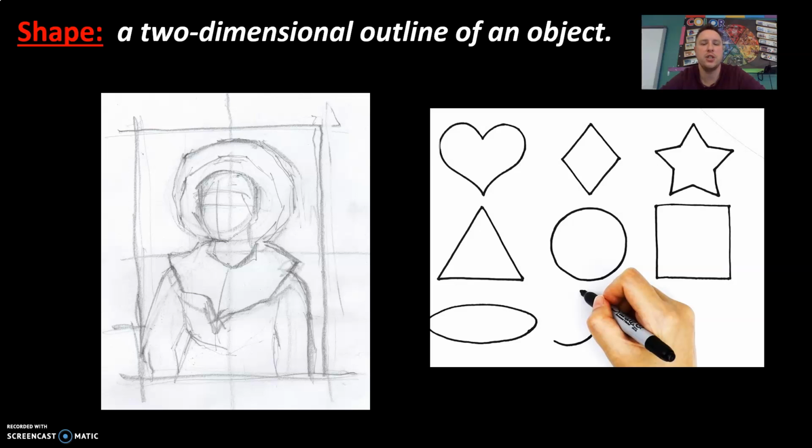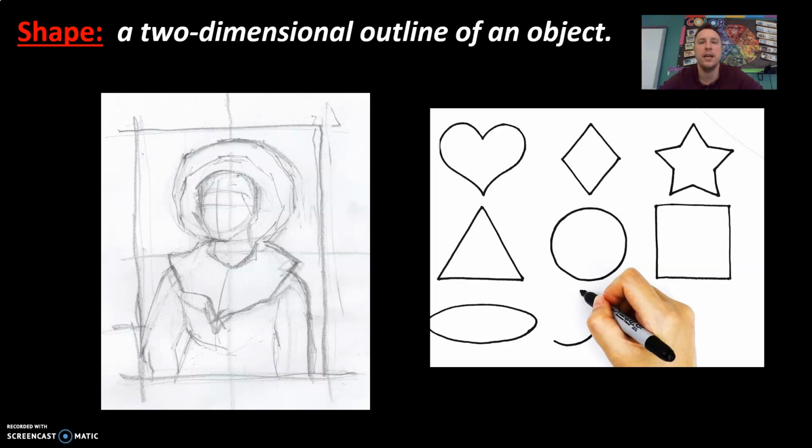And the reason why shape is important in this project, and why shape is important in every art project you'll ever make, is that you can use basic shapes, any shape that you can think of, any closed 2D outline of something, to help build the proportions of an object, to make sure everything's the right size, and also to make sure everything fits in the paper.